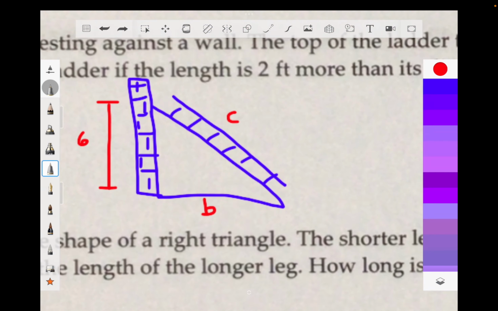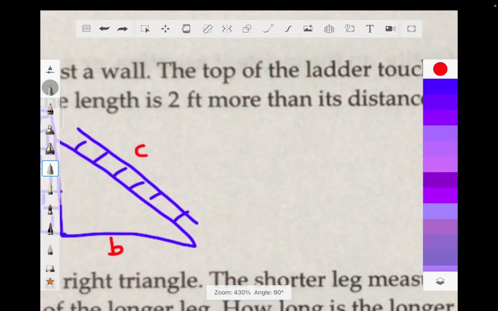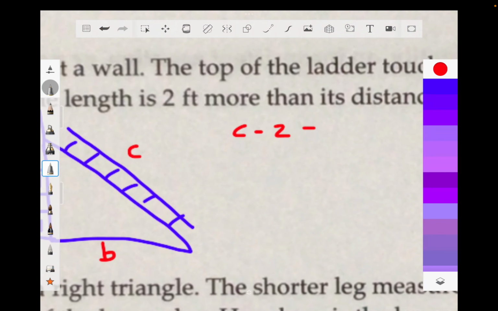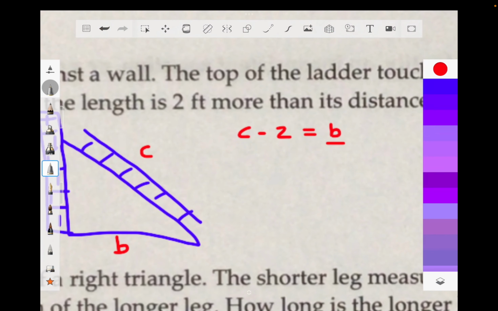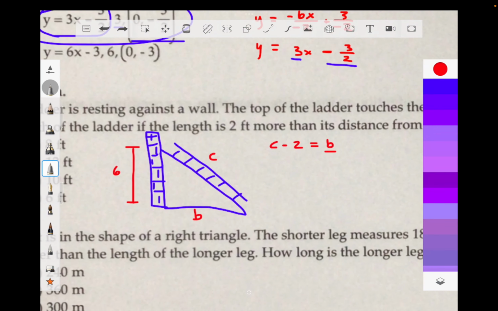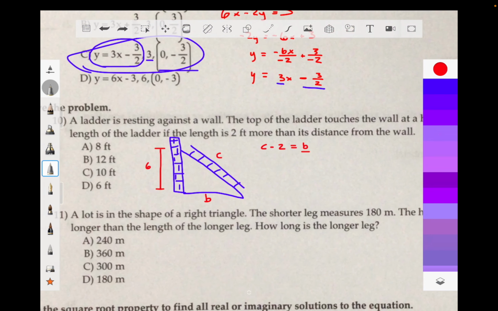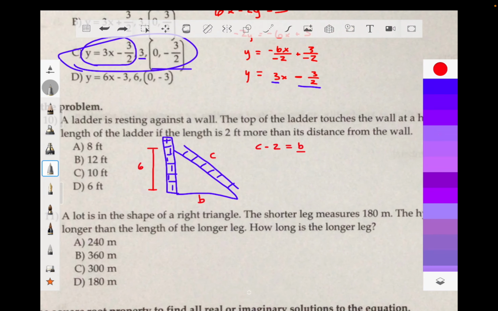Using that train of thought, we can make the equation c minus 2 equals b, right? Because if I plug in 8 for b, since c is 2 more, that's 10, so 10 minus 2 equals 8. So this equation holds true for everything that we plug in for b or c, because c should be 2 more than b. If b was 20, that means c would be 22. 22 minus 2 is equal to 20, so this equation checks out.